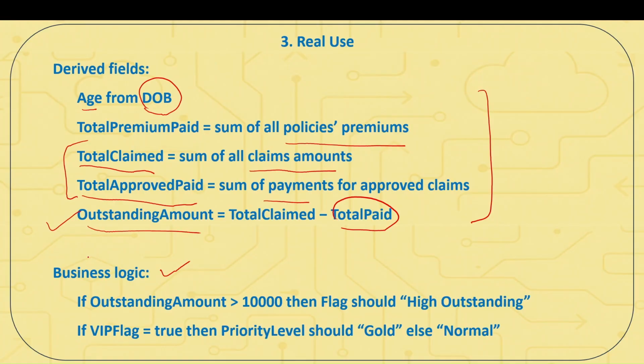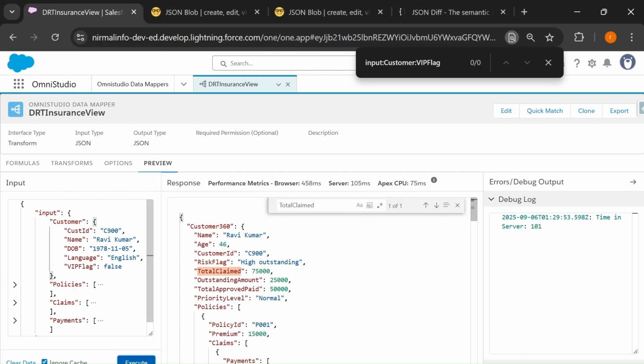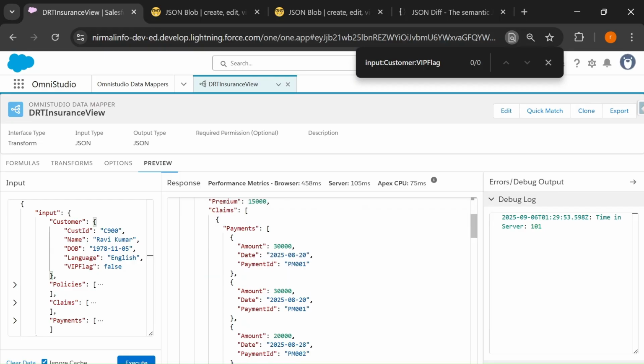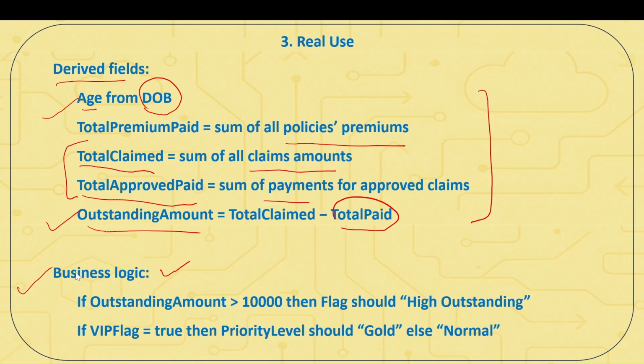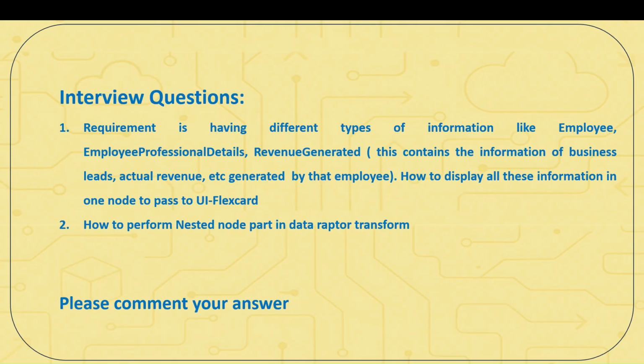Along with this, we need to show some derived fields as well with the help of the formula section of DRT, like age from date of birth, the total amount from the sum of policy, claim or payment amount. Also, we need to add this business logic with the help of if. And this way we are able to achieve this in the DataRaptor Transform. In your real-time project, this might be a part of the project, and this is how to use the DataRaptor Transform. This is one of the interview questions that you can try.